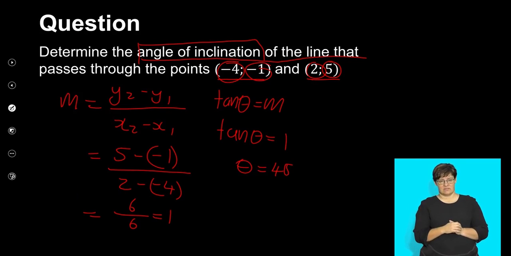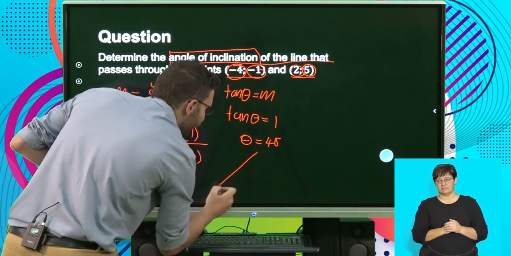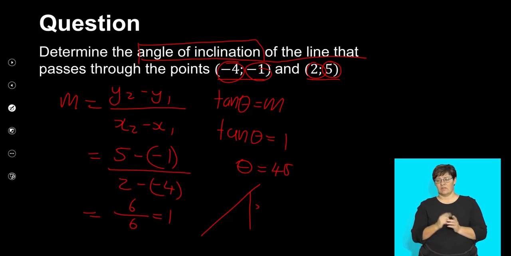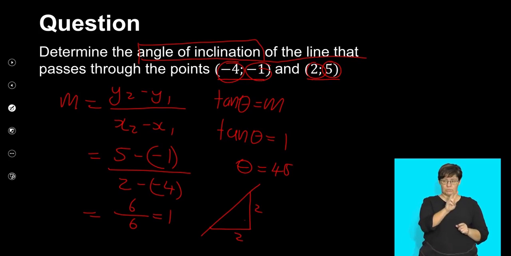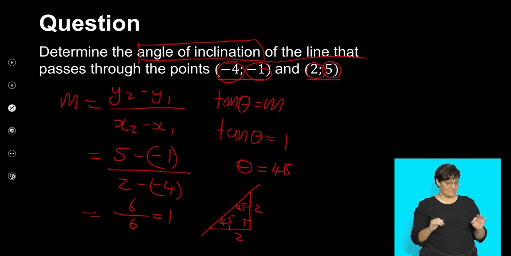And so I know that my angle is 45 degrees. And that makes all sense because the gradient of 1 means it's going up as much as it's going across, which would create, let's draw that, if it's going up 2 and it's going across 2, what sort of triangle have I created there? A right angle triangle, which is isosceles, which is going to be 45 and 45. Wonderful. Okay, let's move to the next question.